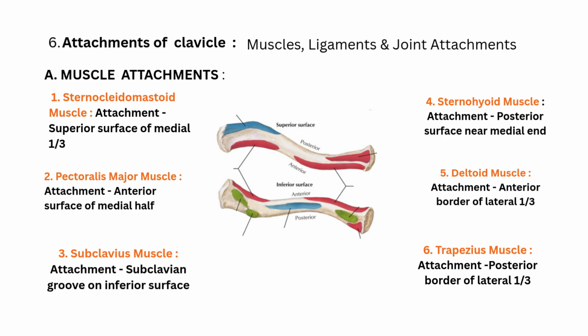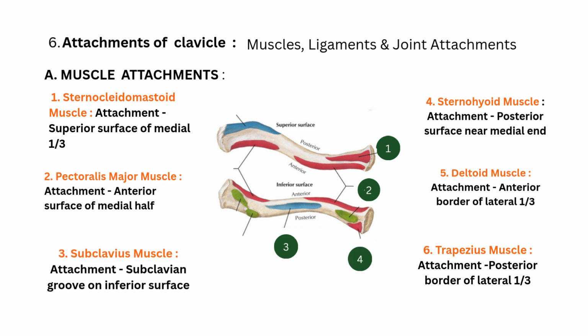Muscles, ligaments and joint attachments. Muscle attachments. There are 6 muscle attachments to the clavicle. 1. Sternocleidomastoid muscle. Attachment, superior surface of medial 1/3. 2. Pectoralis major muscle. Attachment, anterior surface of medial half. 3. Subclavius muscle. Attachment, subclavian groove on inferior surface.